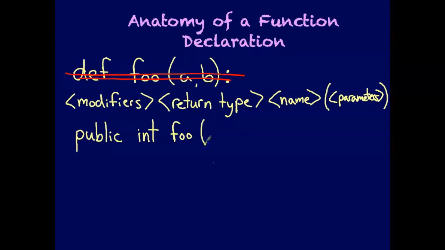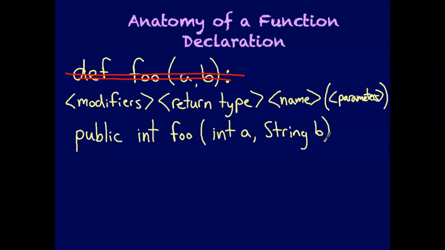And then the parameters were a and b. Well, in Java, when you specify the parameters, you don't just specify their names like a and b. You also have to specify their types. So maybe, for instance, a is an int, and maybe b is a string. I'm just making up these types to illustrate an example. Of course, depending on the purpose of the function, you would have different kinds of parameters with different types, etc.